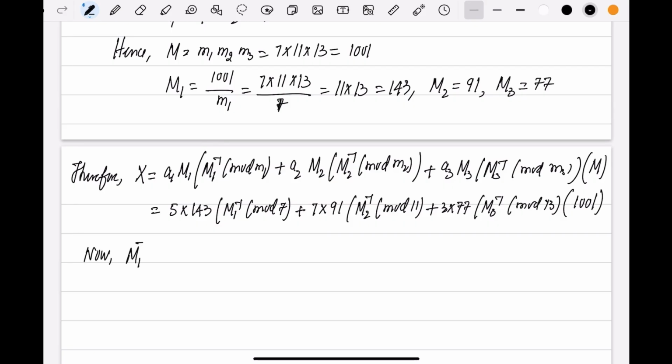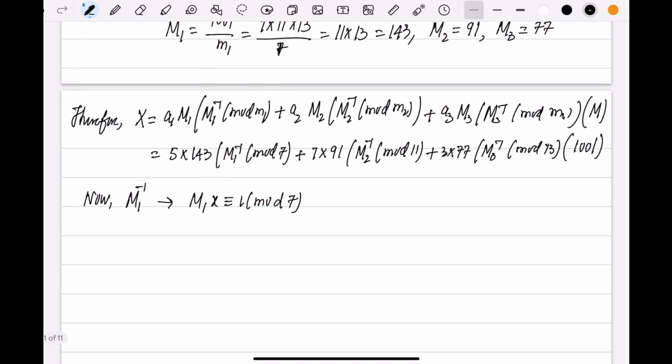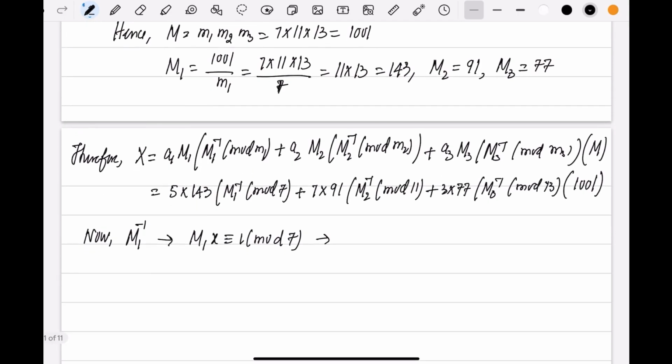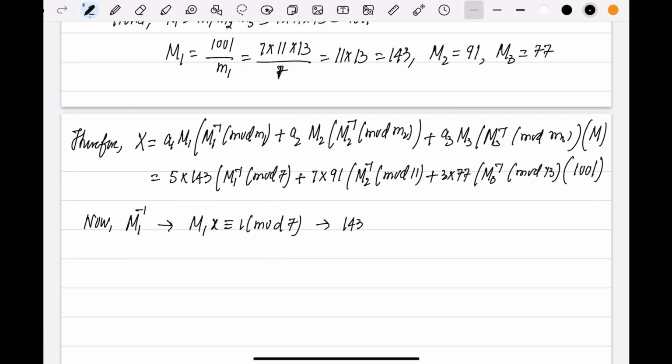So how do we calculate m1 inverse? For this, we have to solve the congruence m1x congruent to 1 modulo 7. Actually, inverse means we have to multiply this m1 with a number such that the product is 1 modulo 7. Now m1 is equal to 143, so 143x is congruent to 1 modulo 7. Now how do we solve this congruence easily? First we divide 143 by 7. This leaves the remainder 3 because 7 into 20 is 140.